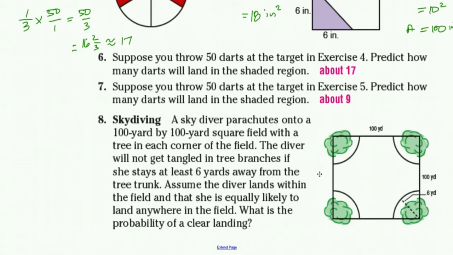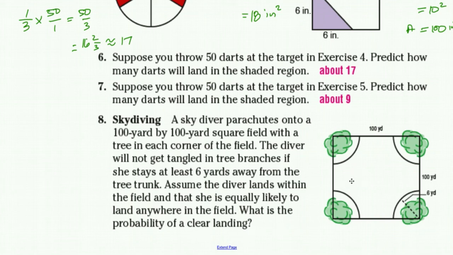Okay, so in number 8, a skydiver parachutes onto a 100-yard by 100-yard square field with a tree in each corner of the field. The diver will not get tangled in tree branches if she stays at least 6 yards away from the tree trunk. Assume that the diver lands within the field and that she is equally likely to land anywhere in the field. What is the probability of a clear landing?